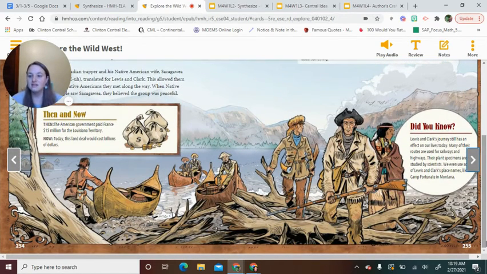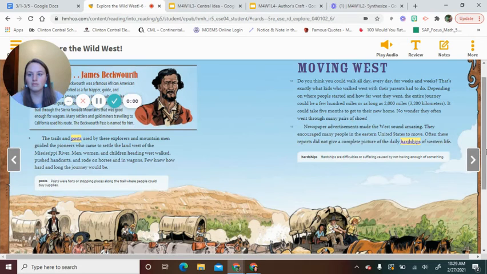Now and then. Then, the American government paid France $15 million for the Louisiana Territory. Now, today, this land would cost billions of dollars. Did you know Lewis and Clark's journey still has an effect on our lives today? Many of their routes are used for railways and highways. Their plant specimens are also studied by scientists. We even use some of Lewis and Clark's place names, like Camp Fortunate in Montana.